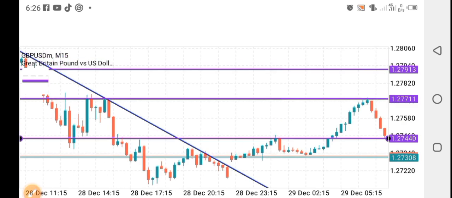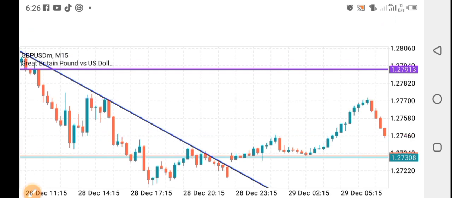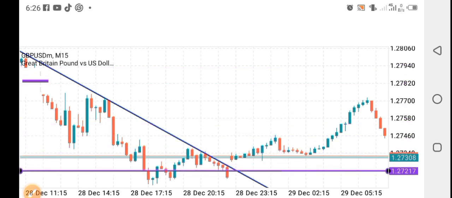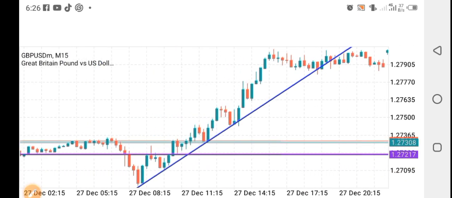Okay, so let's look at another example. I have to delete some so the chart will not be so messed up. Let me leave only one horizontal line. Okay, if I need more, I'll copy that one. Okay, so this is another example right here. This is an uptrend this time around.